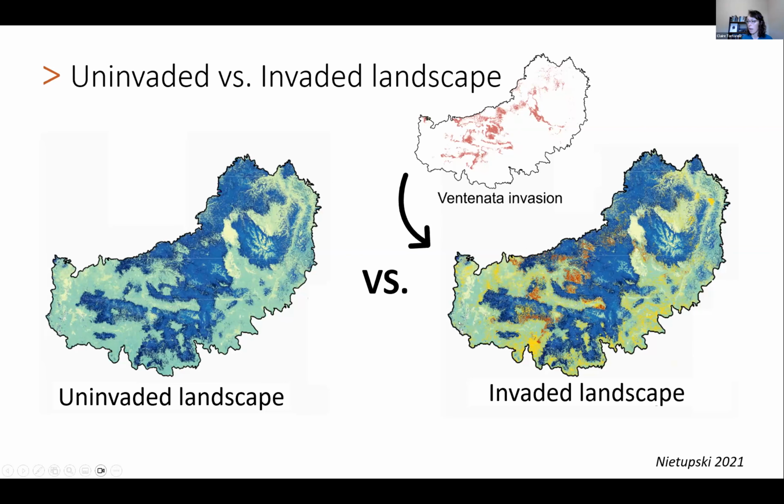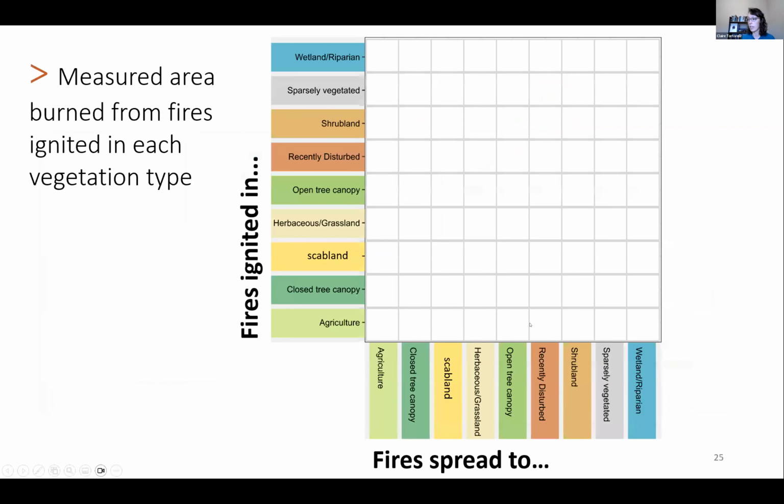Mapping the Ventenata invasion throughout the ecoregion was a project done by Ty Nattabsky, and this is one of his PhD chapters, to develop a species distribution model for Ventenata, and actually more of a map. So this is like where it is today. And we increased fuels in the scablands where Ventenata was invading. And then we compared those fire outputs.